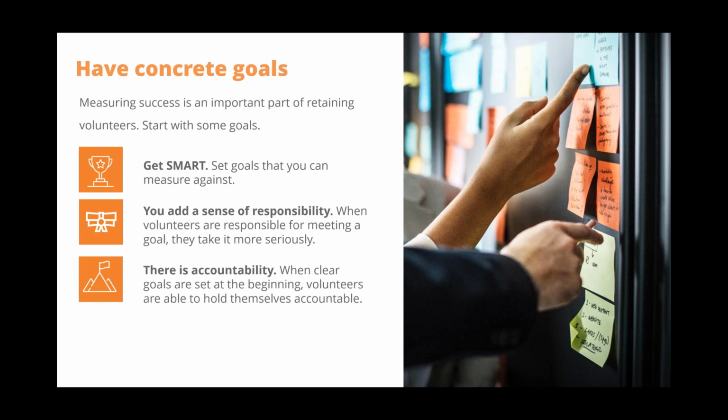And finally, there is more accountability. When clear goals are set at the beginning of the relationship, volunteers are able to hold themselves accountable, right? So in addition to feeling a bit more responsible, there's a bit of an internal fire that's lit for the volunteer. They know that they have to hit a goal, and they want to hit that goal, and they want to surpass that goal. So they're holding themselves more accountable to hitting that goal because of their own personal goals and what they want to do with the role, with the organization and personally as well. So having concrete goals at the beginning will really help to retain those volunteers that you spent so much time recruiting.